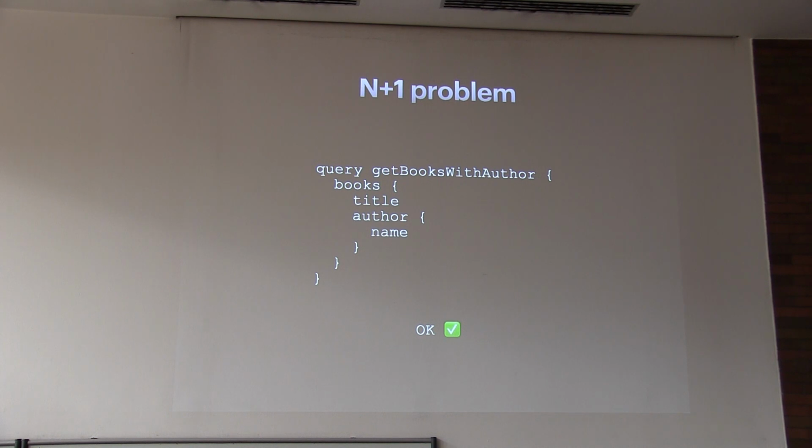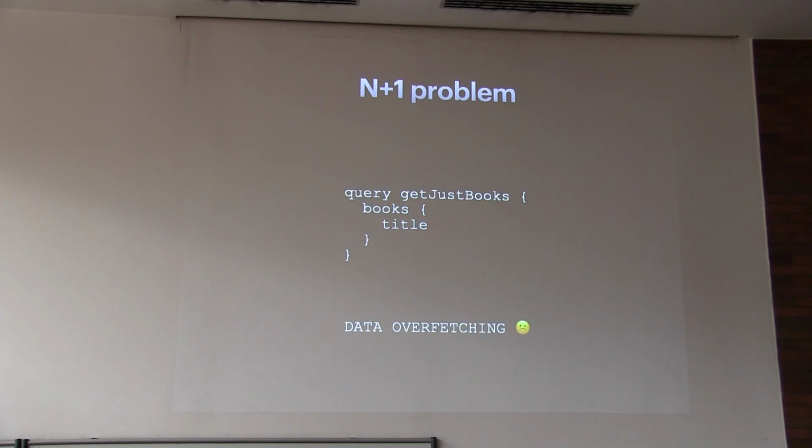Okay, so if we implement our GraphQL server the same way we just did the REST endpoint, that would be just fine for the following query, right? It's going to be very optimized, nice, fast, awesome.